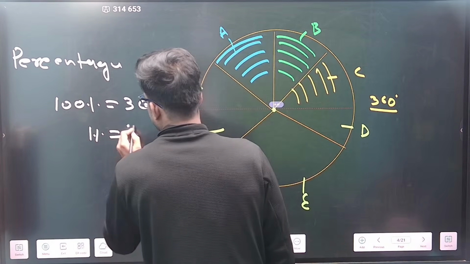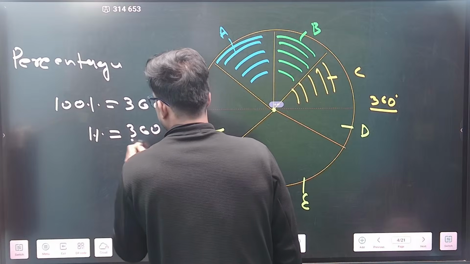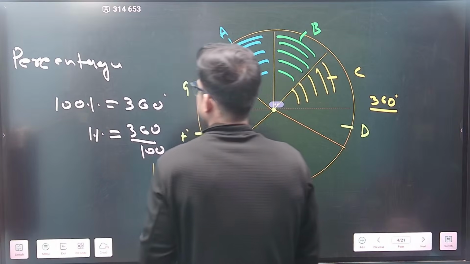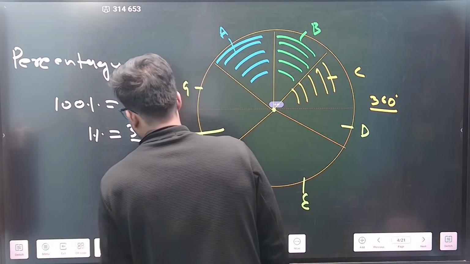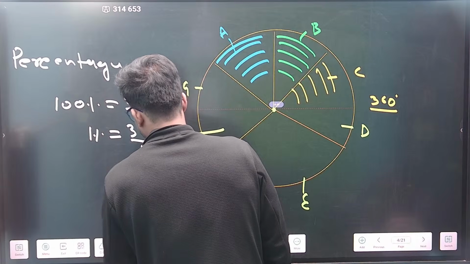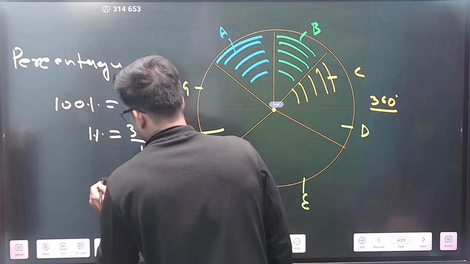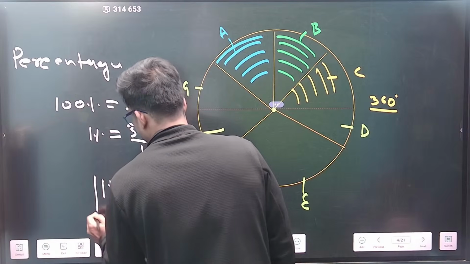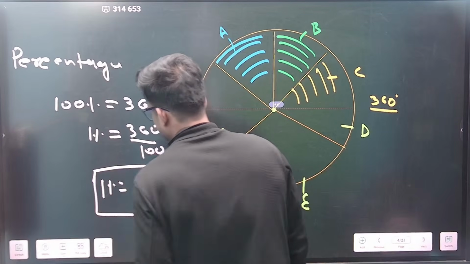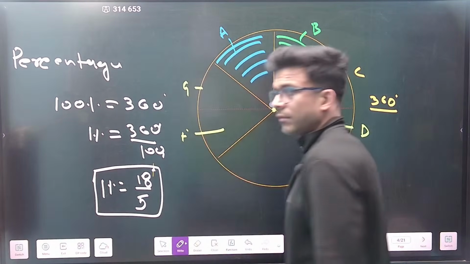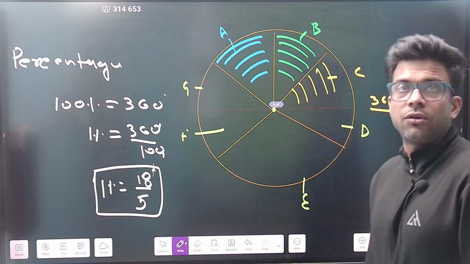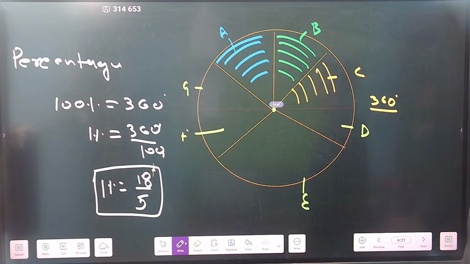This should be 360 divided by 100. The zero cancels. This is 18 by 5. So you can understand that 1% is nothing but equal to 18 by 5 degrees. Is it right? 1% is equal to 18 by 5 degrees.